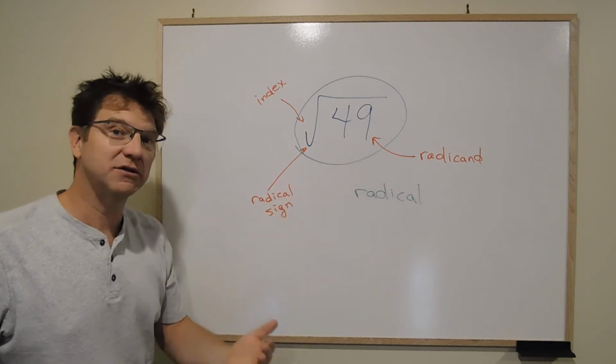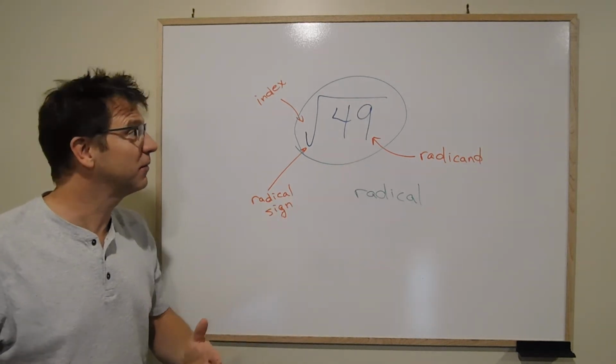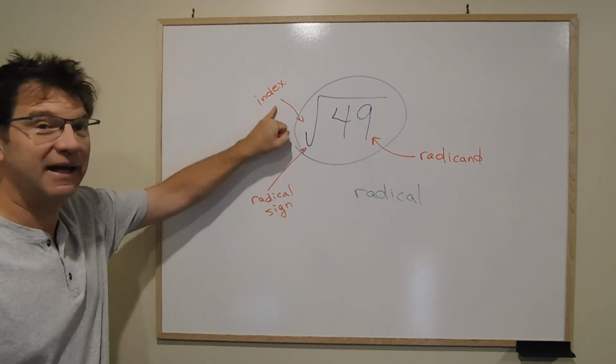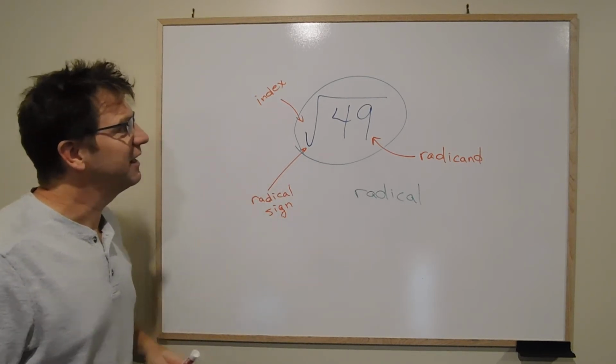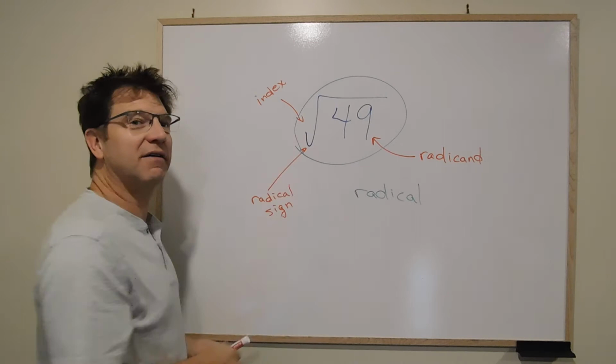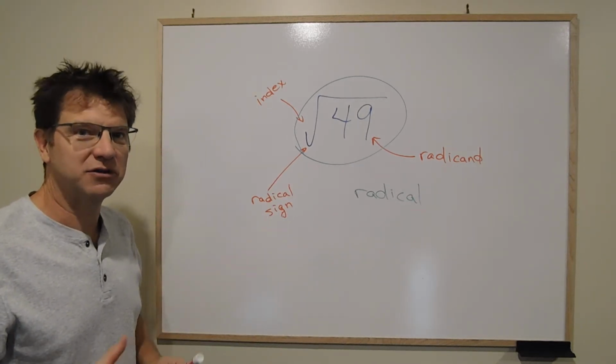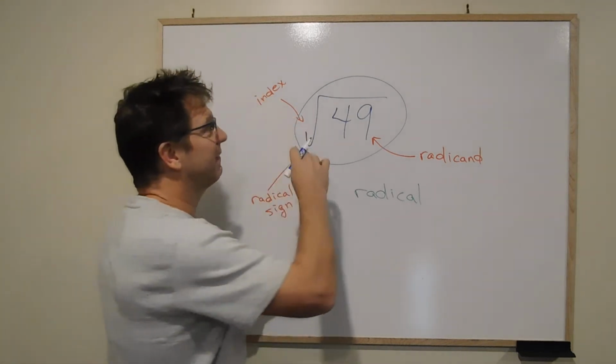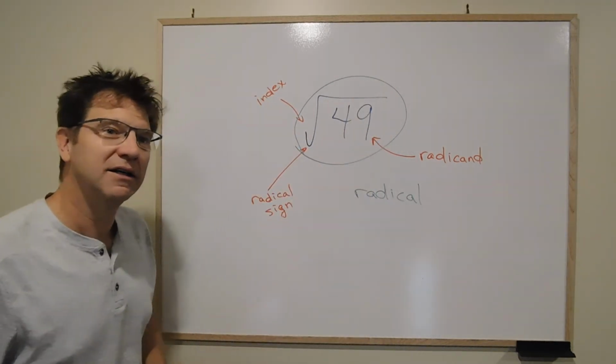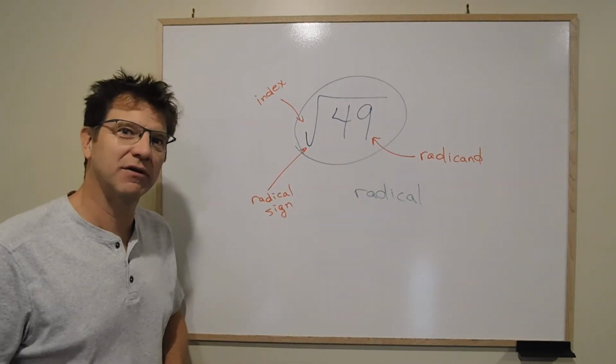Now, how do you know if it's a square root or a fourth root or a cube root? You have something called the index. Traditionally, if there's nothing in front of the radical sign, that means it's a square root. Okay? And square root we're very familiar with. If I say take the square root of 49, you'll say 7 because 7 times 7 is 49.